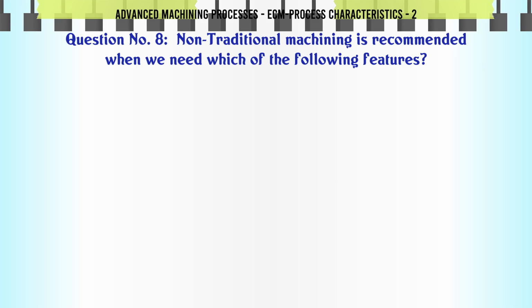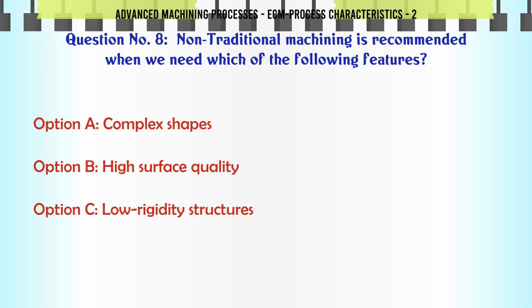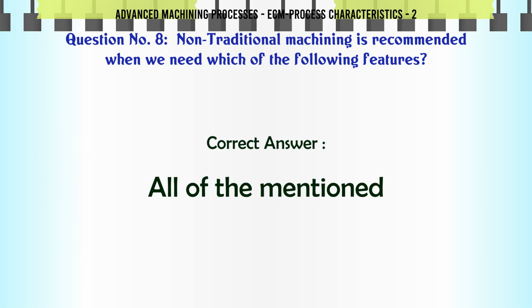Non-traditional machining is recommended when we need which of the following features? A. Complex shapes, B. High surface quality, C. Low rigidity structures, D. All of the mentioned. The correct answer is all of the mentioned.